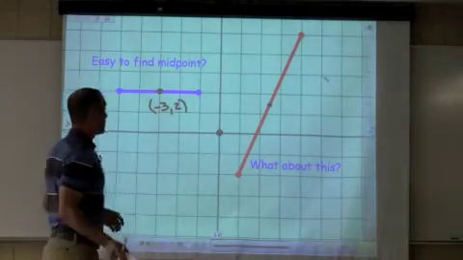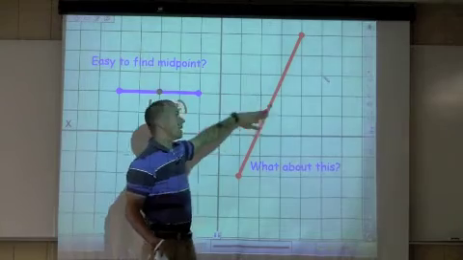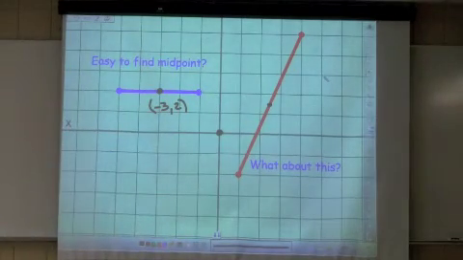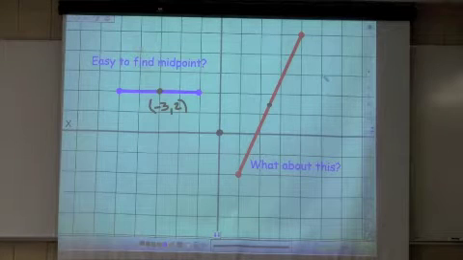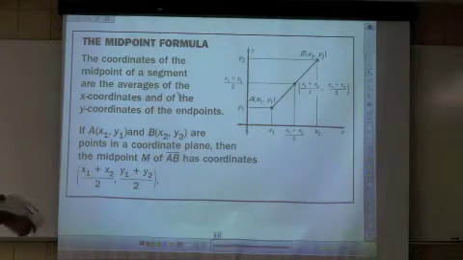So what we need is a method for finding the midpoint of a line when it's not nice and simple like this. We actually touched on it last year. I don't know if Kepnick's class got to it, but I know we got to it. It was the midpoint formula. We got a nice little formula for it. All right, so here it is.